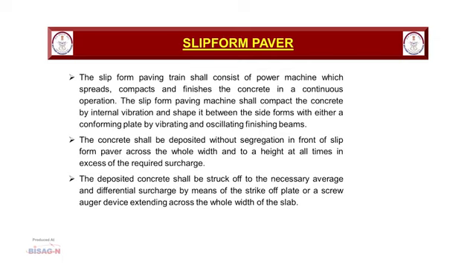The slip form paving machine shall compact the concrete by internal vibration and shape it in between the side forms with either a conforming plate or vibrating and oscillating finishing beams. The concrete shall be deposited without segregation in front of the slip form paver across the whole width and to a height at all times in excess of the required surcharge. The deposited concrete shall be struck off to the necessary average and differential surcharge by means of a strike off plate or screw auger device extending across the whole width of the slab.